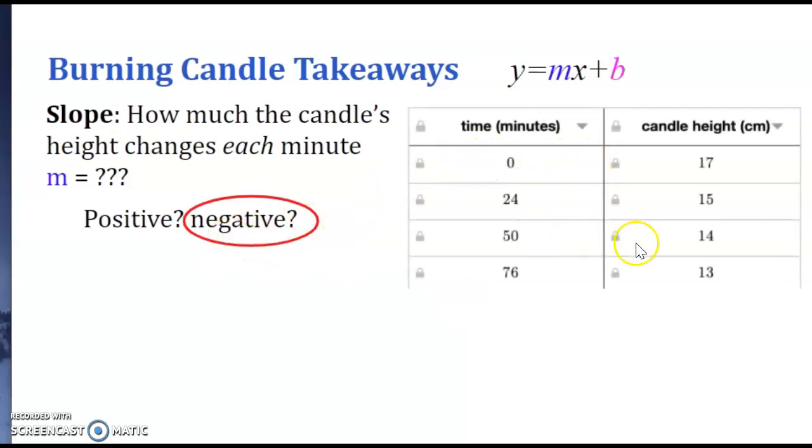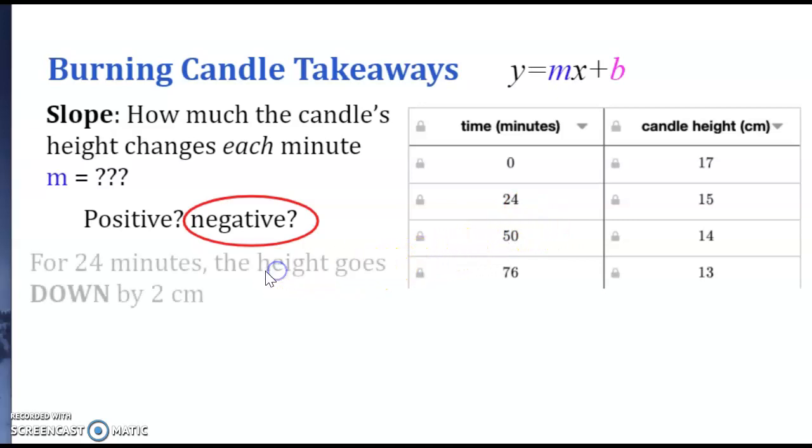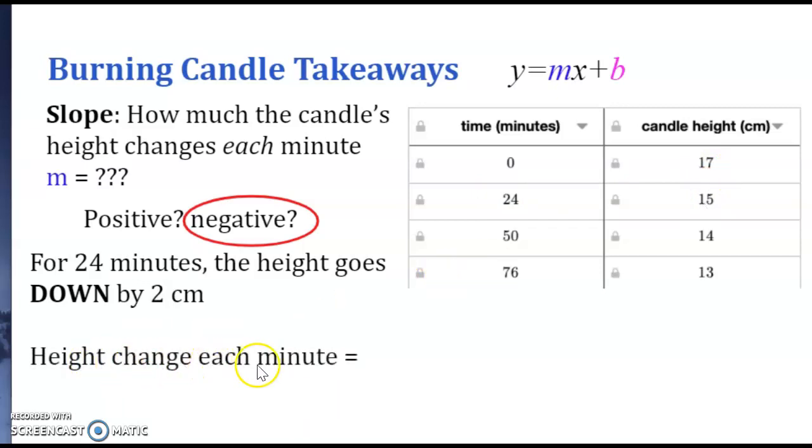And if you look at the table, okay, so for 24 minutes, the height goes down by 2 centimeters. So in the first 24 minutes, the height decreases by 2 centimeters. That means the height change for each minute is going to be 2 divided by 24 centimeters, and it's negative because it's going down. Okay, so that is approximately negative 0.08 centimeters per minute.